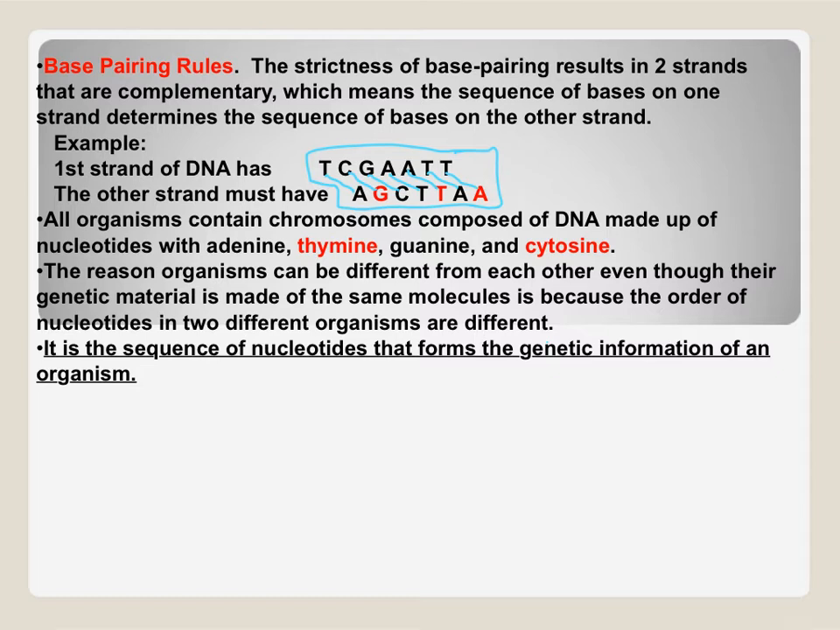Okay, it's very predictable. So all organisms have chromosomes made of DNA, of those nucleotides with A, T, C's, and G's. And this is how you are different, because you put those nucleotides in a different order. So the sequence of nucleotides is what forms your genetic differences and all your genetic information for each organism. Okay, so this is what makes you different from a tree, for example.